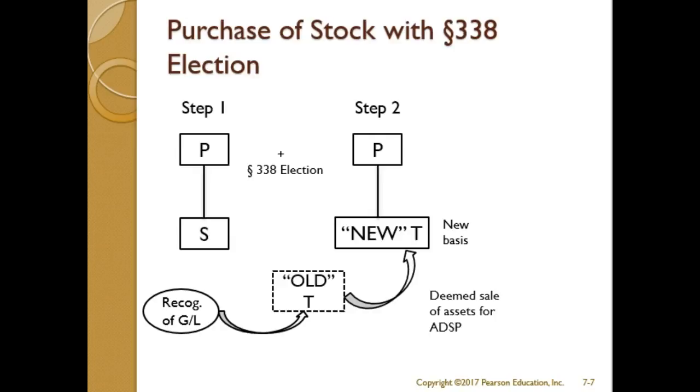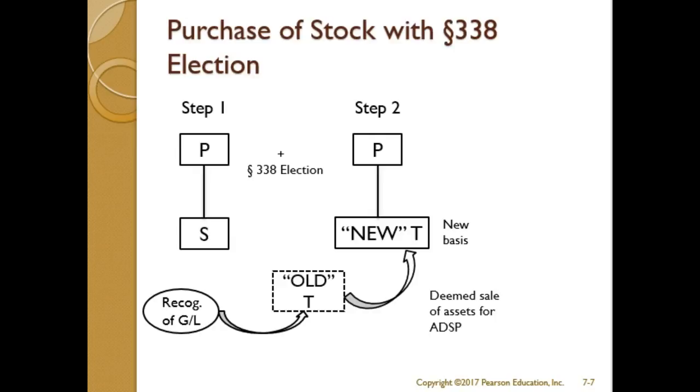This election results in a hypothetical sale of the old target corporation, old T, that's what that T is, to a new T, okay? And the old target corporation goes out of existence for tax purposes only. The new target corporation is treated as a new entity for tax purposes. The basis of the old target is stepped up or stepped down based on the price of the corporation.